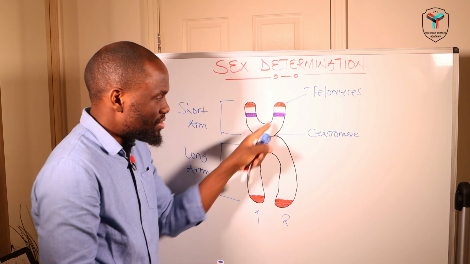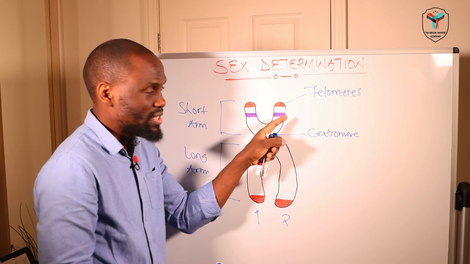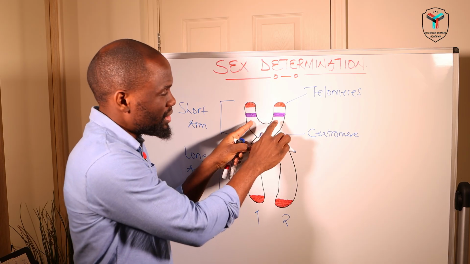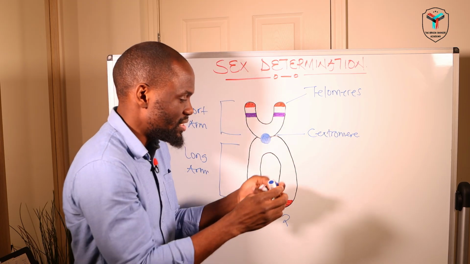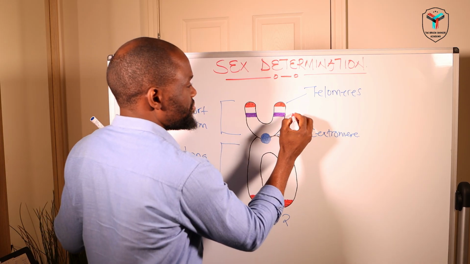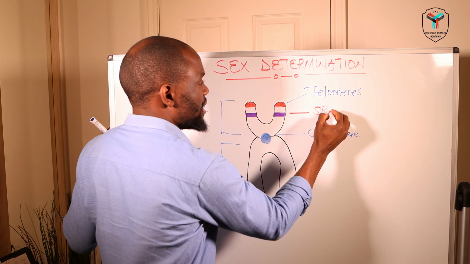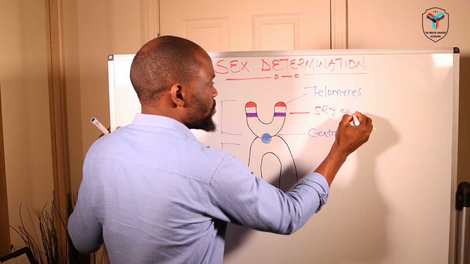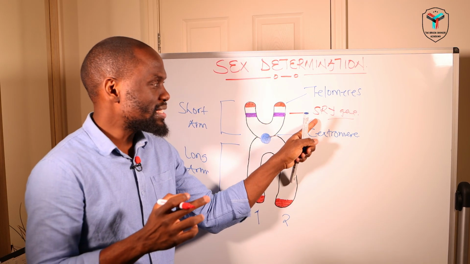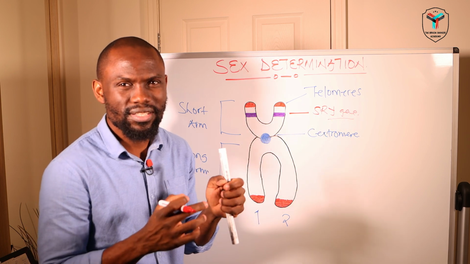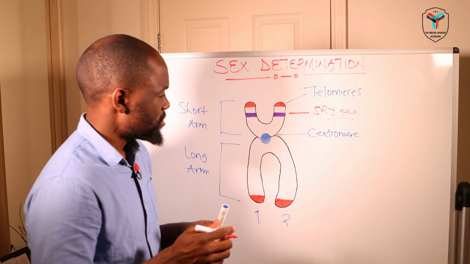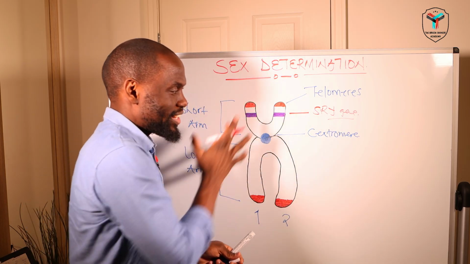And within the arms, the shorter arms here, you find these bands here. Now these bands are important when it comes to sex determination, because these are the bands that we're going to refer to as the SRY gene. So this is going to be present on a Y chromosome, and the SRY gene is just a sex determining region Y gene on the Y chromosome. So basically that is a chromosome.